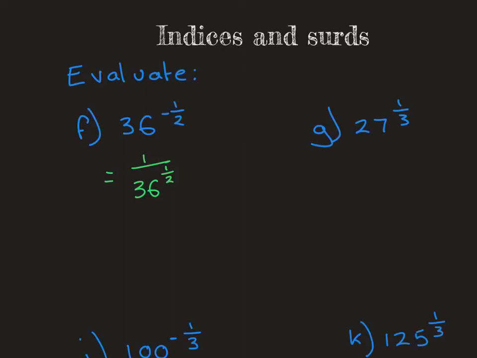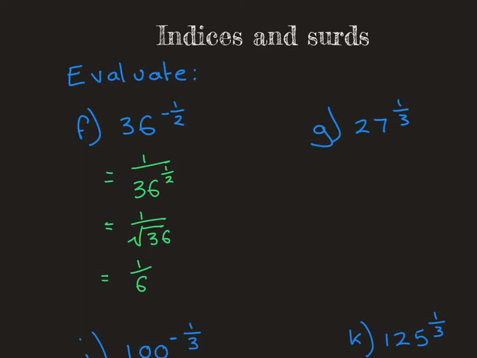Okay, so we've dealt with that negative power now. We've got rid of that. We also know that anything raised to the power of a half is going to be the square root of that number. So we can then simplify that to 1 over the square root of 36. Now, 36 is a perfect square, so we can simplify that further to 1 over 6. And that's our answer. Okay, so that's a lot simpler than what we had to start with.